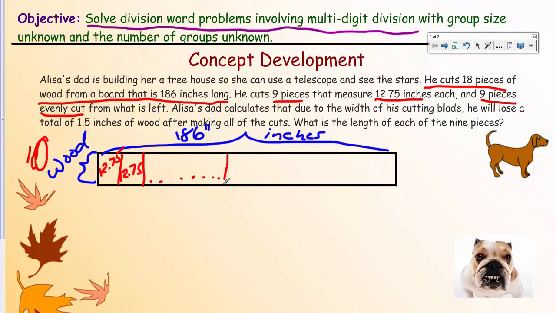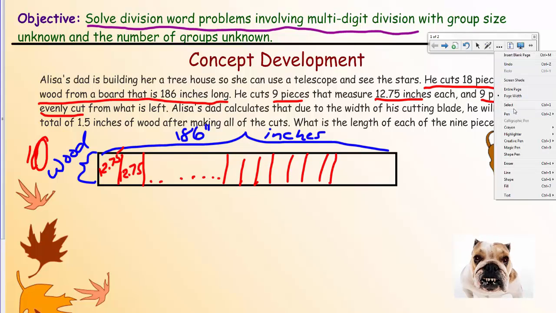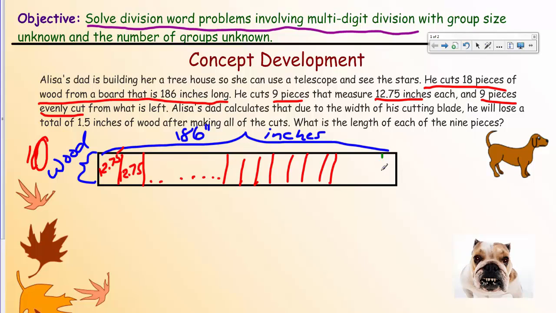Now, keep in mind that one 186-inch piece of wood here, we also have others that are going to be evenly cut as well, okay? And we don't know what that amount is yet. Also, one last thing: remember, we're also going to be taking off 1.5 inches due to the width of the blade. You can't really cut these perfectly without some loss of the wood, because the blade itself is wide, so it's going to take off a little bit there, if that makes sense.